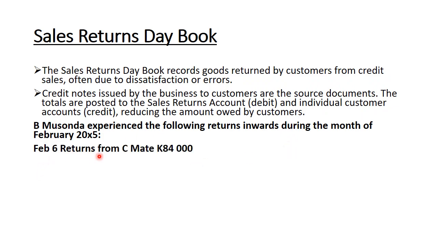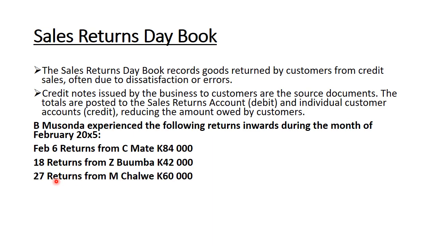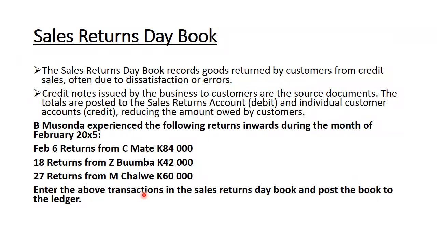These are the transactions. On February 6th, returns from Simati at 84,000, we're going to just say 84. On the 18th, returns from Zibumba at 42. And on 27 February, returns from M Chalwe at 60. Enter the above transactions in the sales returns daybook and post the book to the ledger.